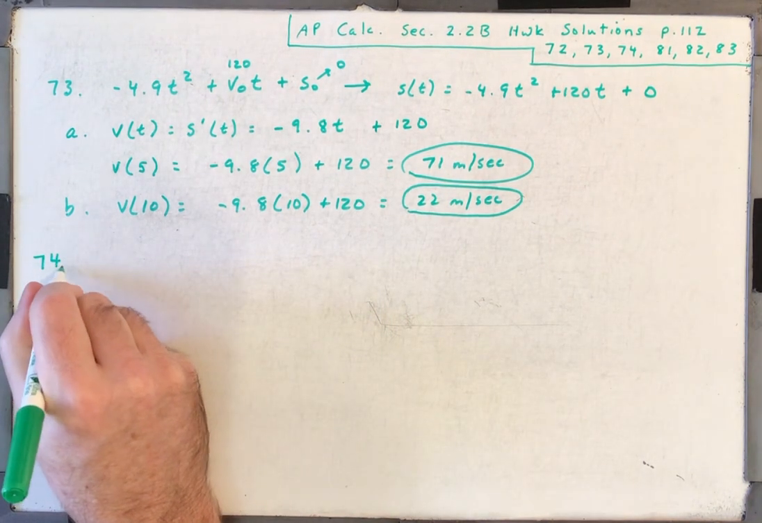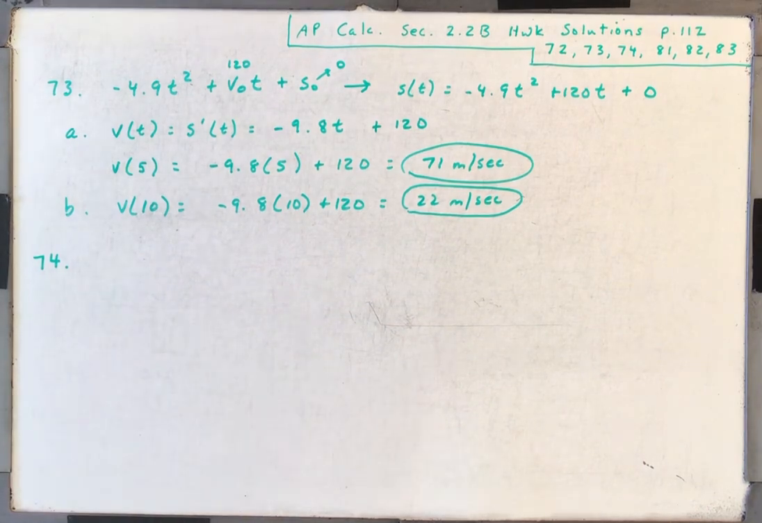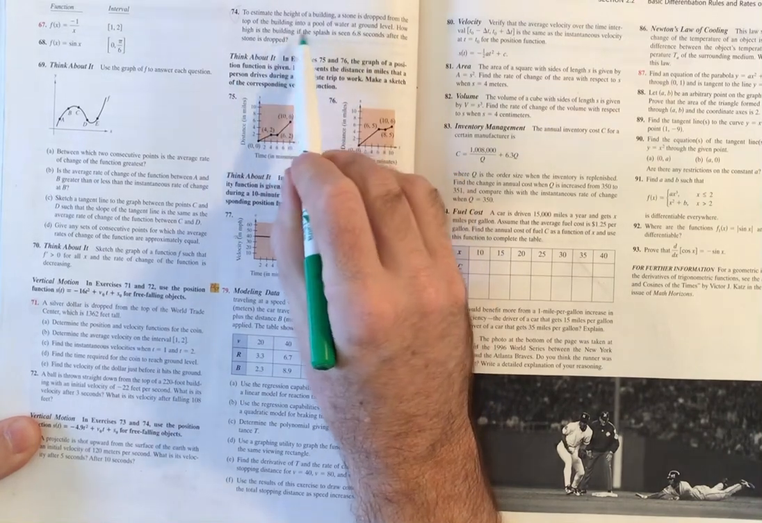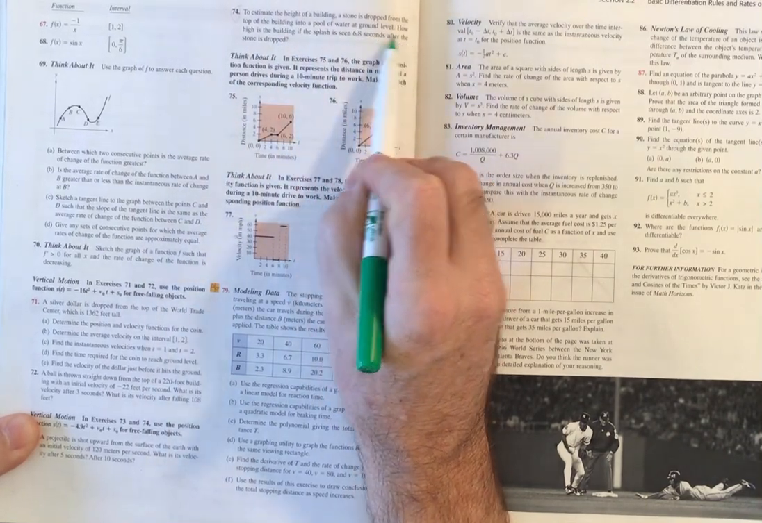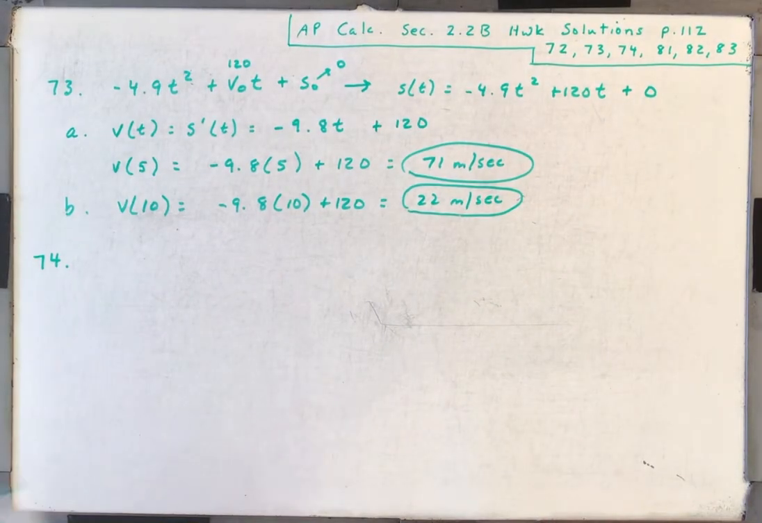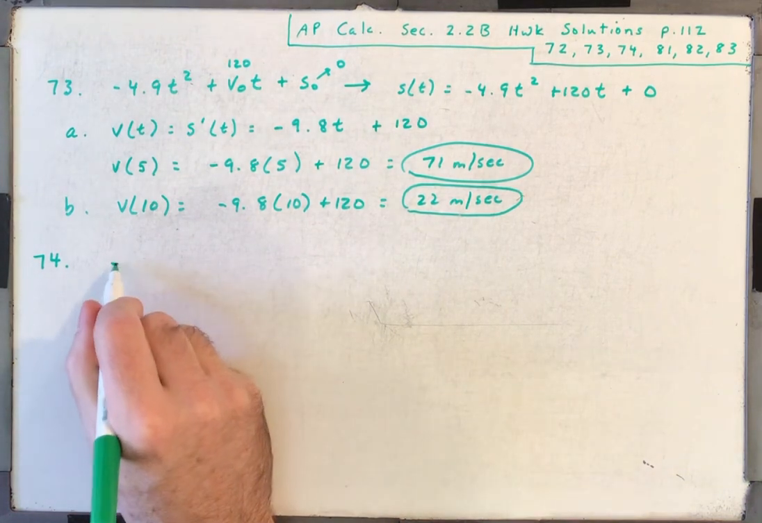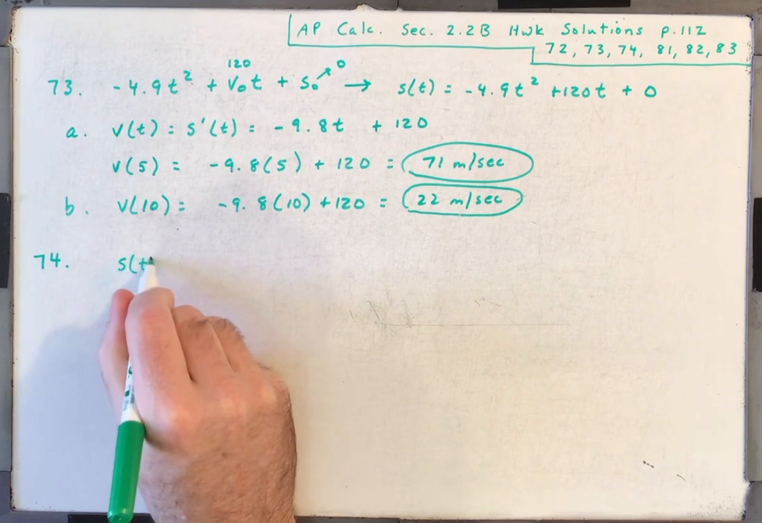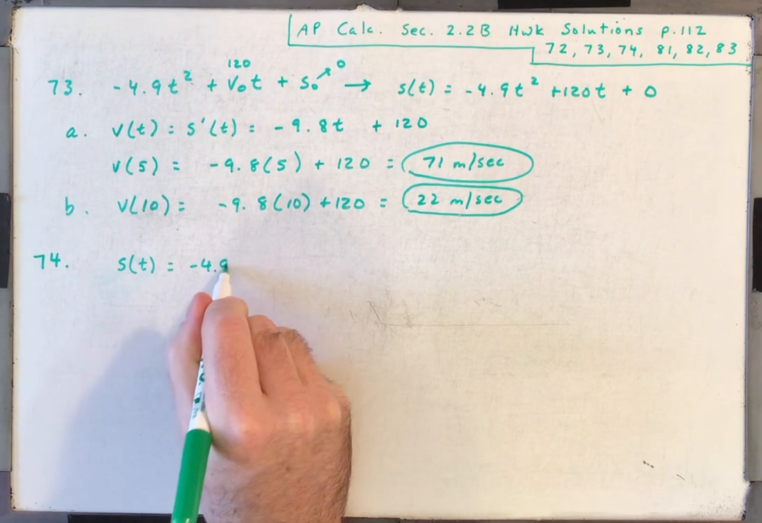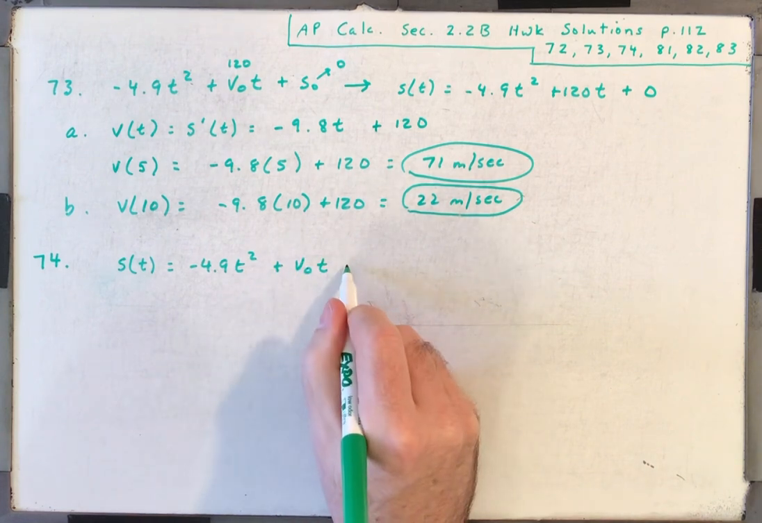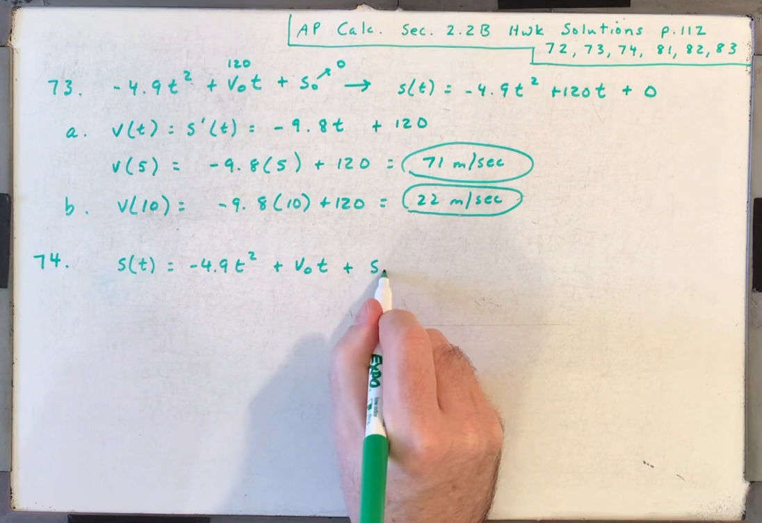Okay, 74 says to estimate the height of a building. A stone is dropped from the top of the building into a pool of water at ground level. How high is the building if the splash is seen 6.8 seconds after the stone is dropped? Okay, again, we've got negative 4. Let's see. S of t is equal to negative 4.9 t squared plus the initial velocity times time plus the initial position.